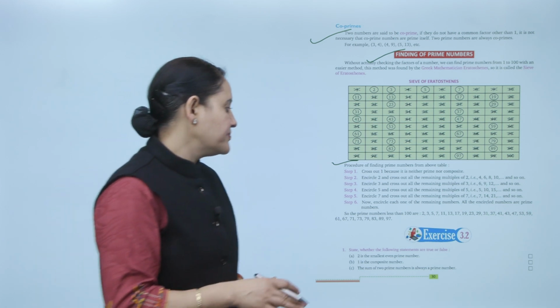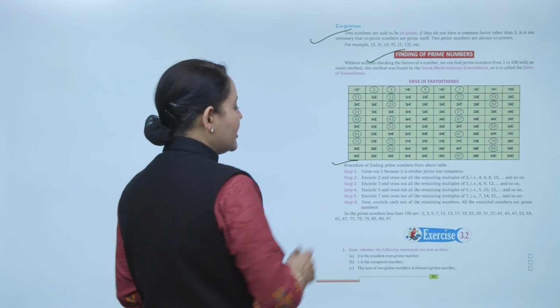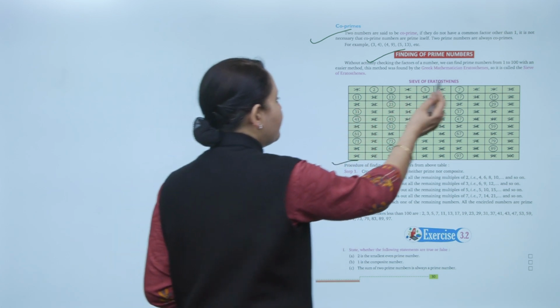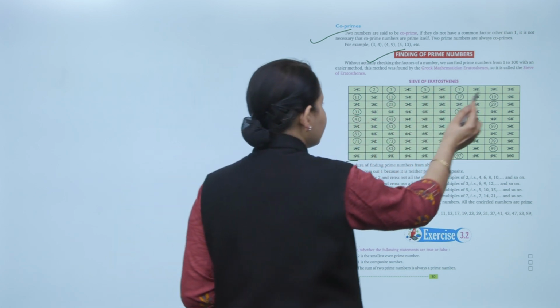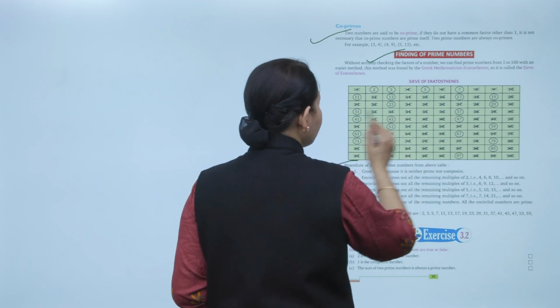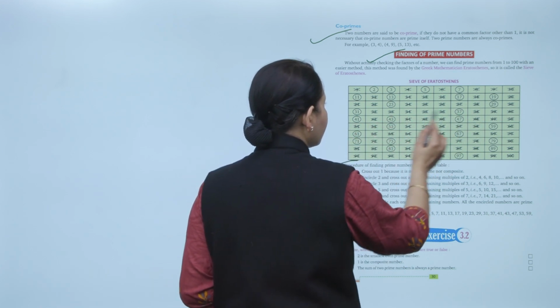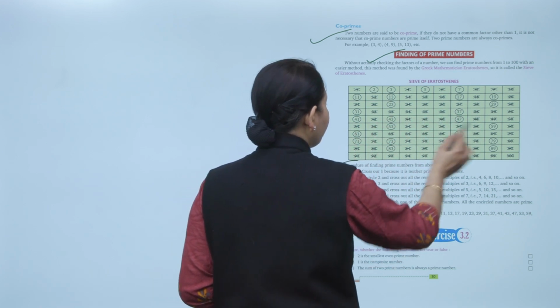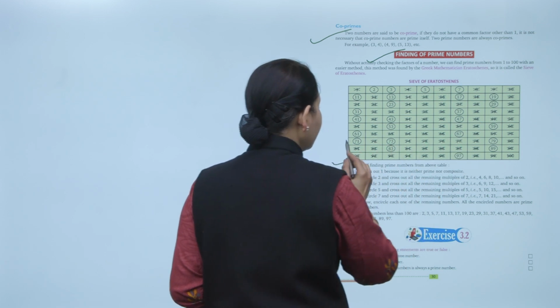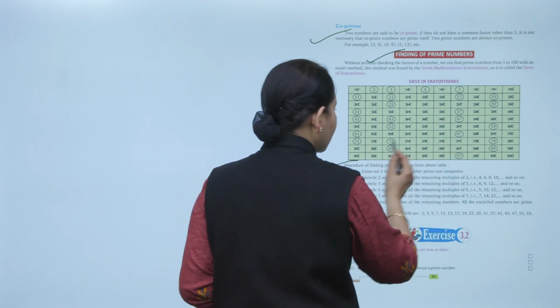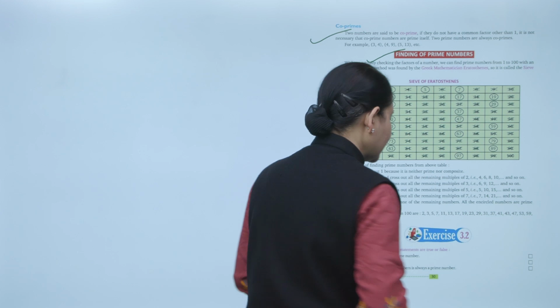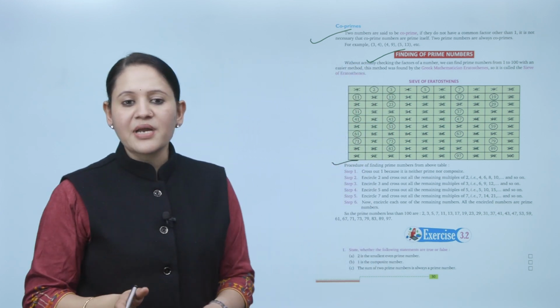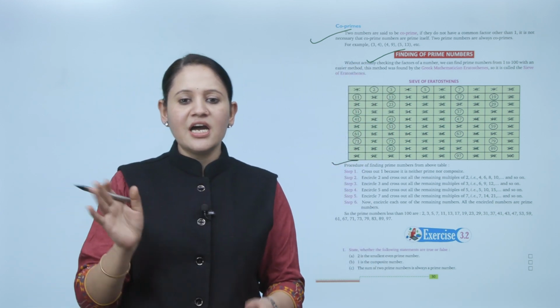So prime numbers less than hundred are 2, 3, 5, 7, 11, 13, 17, 19, 23, 29, 31, 37, 41, 43, 47, 53, 59, 61, 67, 71, 73, 79, 83, 89 and 97. These are the prime numbers between 1 and 100.